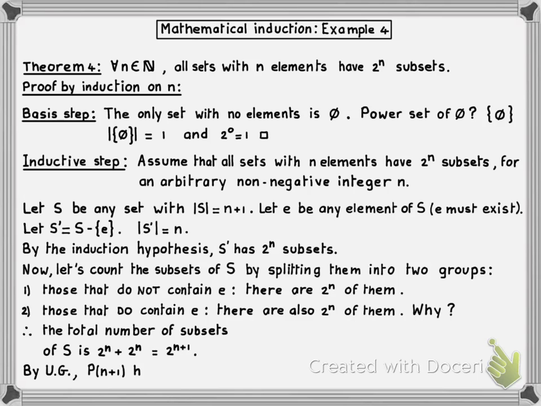So in conclusion, this was true for the arbitrary set S. By universal generalization, it's true for every set of size n plus 1, and therefore P of n plus 1 holds. This concludes our proof of the inductive step, and together with our proof of the basis step, that concludes our proof by induction of Theorem 4.